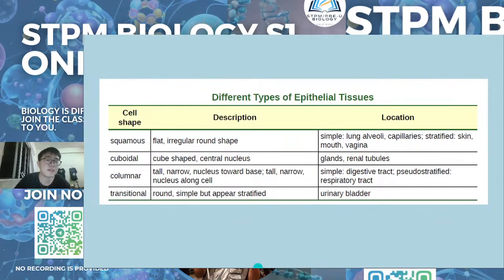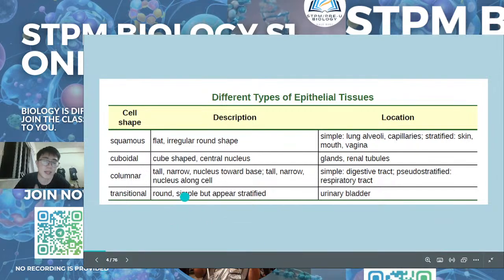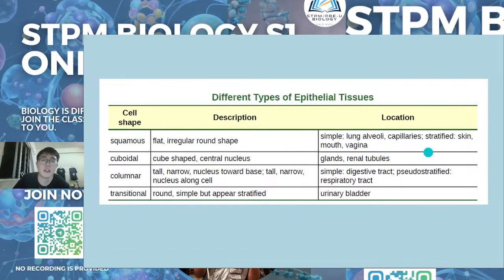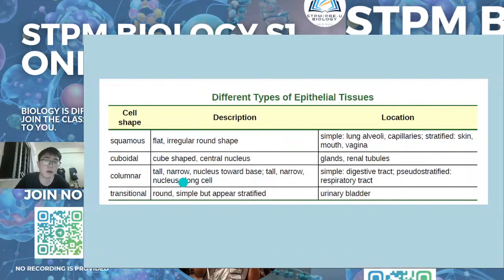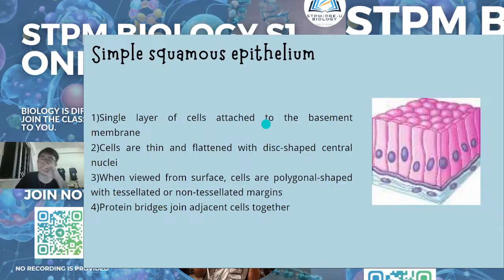This is just the very basic description and also the location. Normally squamous is flat with an irregular round shape, cuboidal has a cube shape and is longer, and columnar is tall and narrow, containing a nucleus along the cell, and then transitional. You can read this yourself; it is just a basic description.